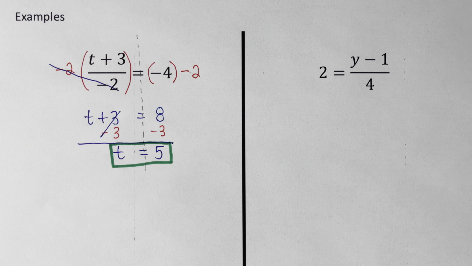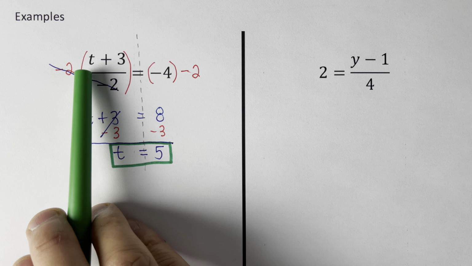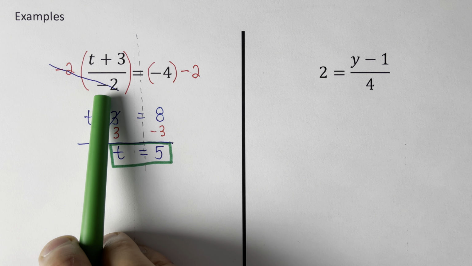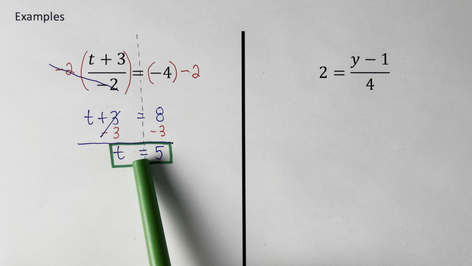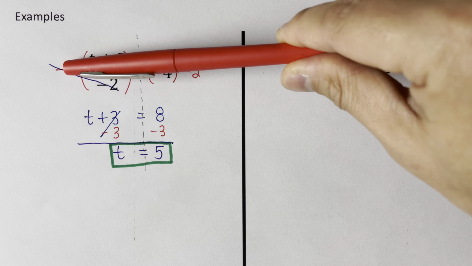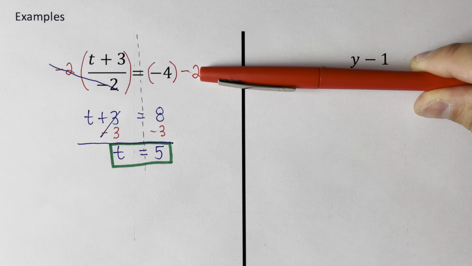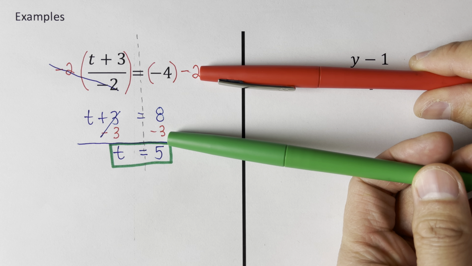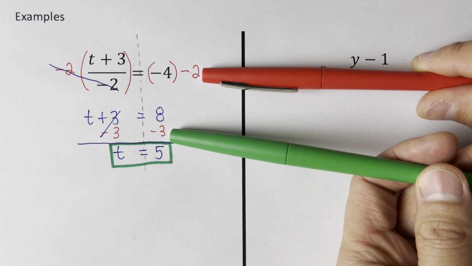Now if we plug this t back into the equation, so that's 5. So 5 plus 3 is 8. 8 divided by negative 2 is negative 4. So that makes sense. And please remember that this is an example of a two-step equation, because what we did was we multiplied both sides by negative 2. That's the first step. And the second step was subtracting 3 from both sides. So it's called a two-step equation.